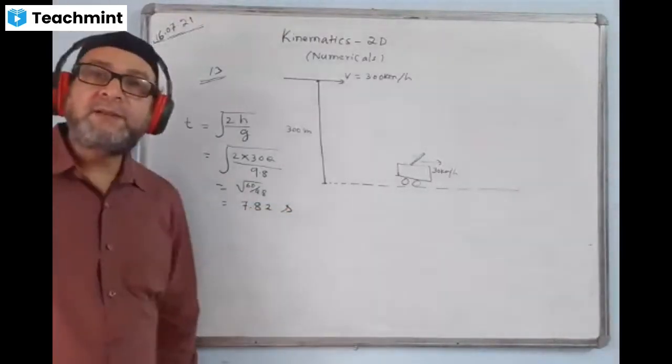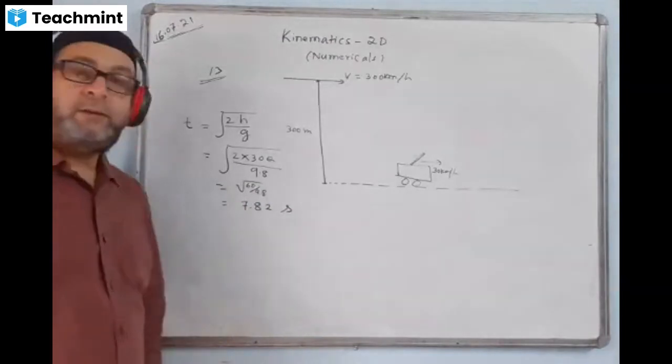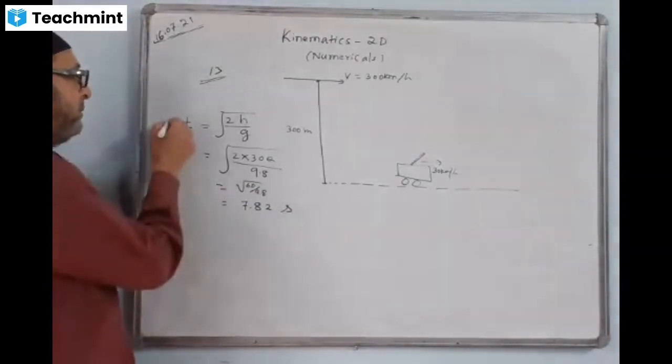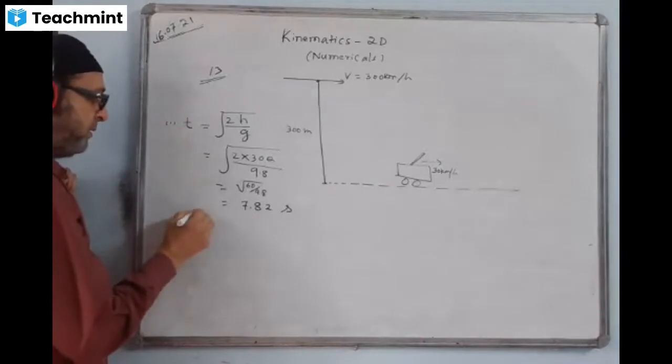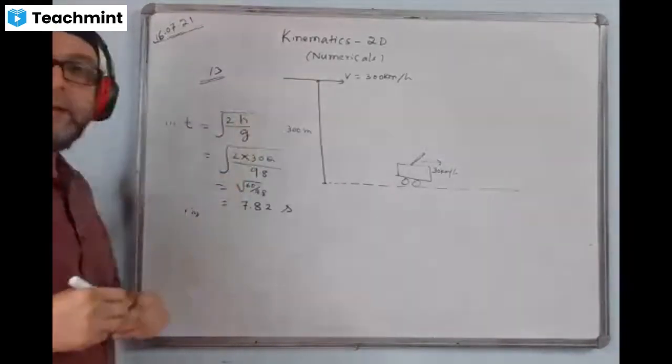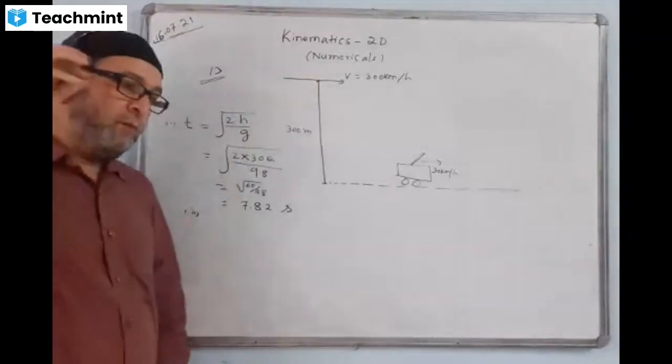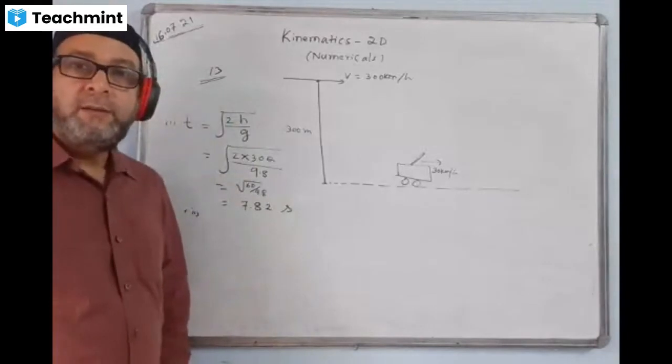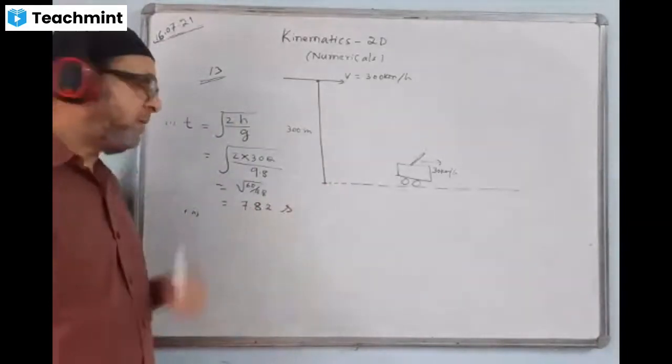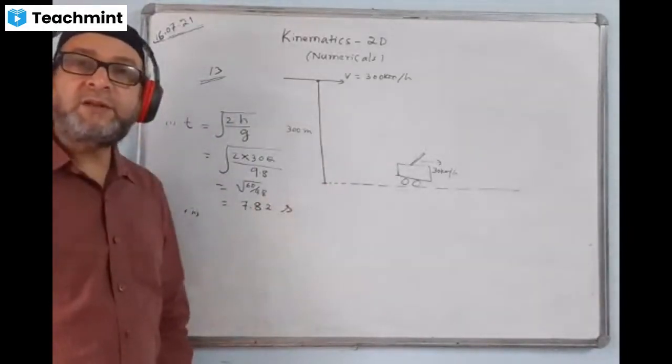In the book, the answer is given 7.82. That answer only will come here. That is the answer for the first part. That means this is the time taken by the bomb to come to the ground, that is the time of hitting the tank. So this is 7.82.